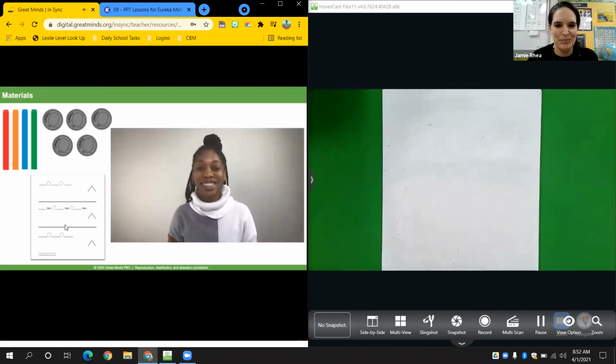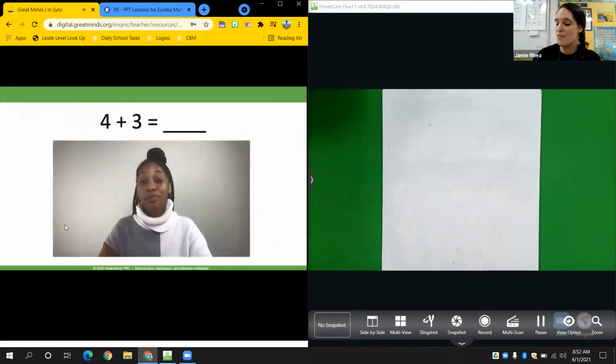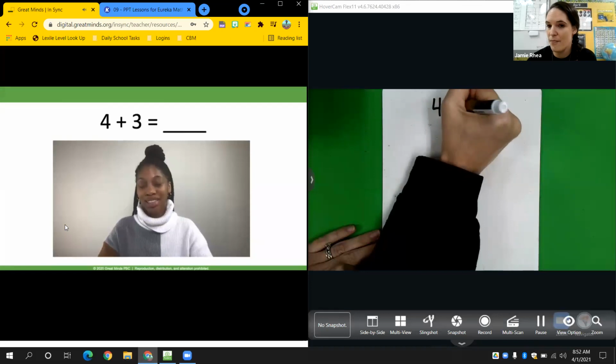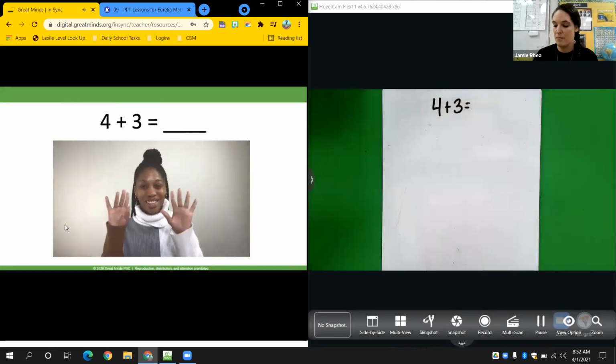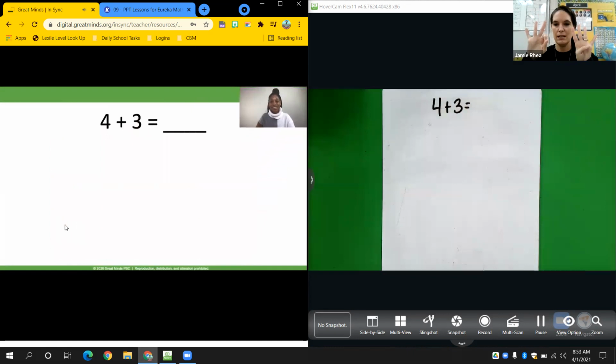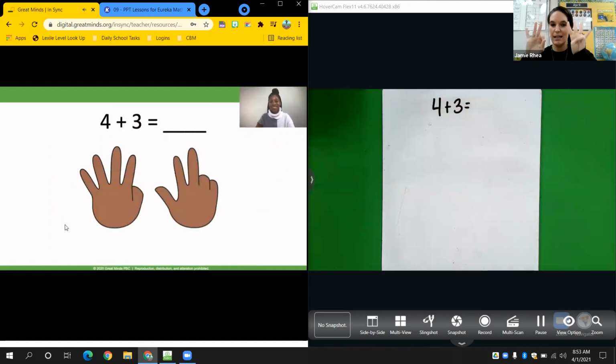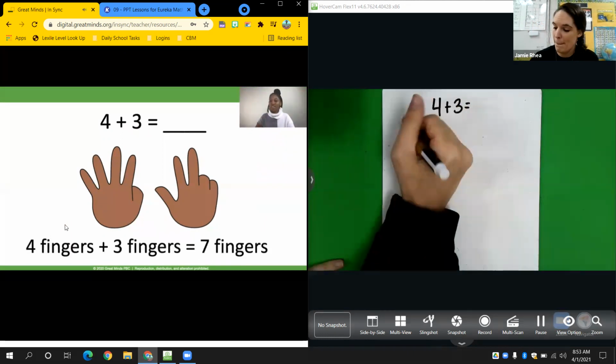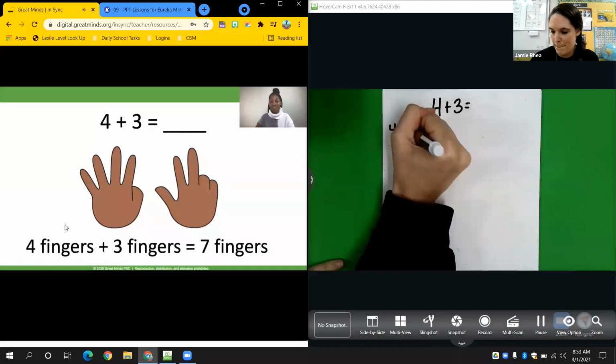Great, let's get started. Here's the number sentence, 4 plus 3 equals something. Take a moment to use your counting sticks to show me 4 plus 3. Okay, ready? 4 plus 3. Did your fingers look like this? How many fingers are there in each repetition? 4. Use 3 more. So we have 4 fingers plus 3 fingers equals 7 fingers.